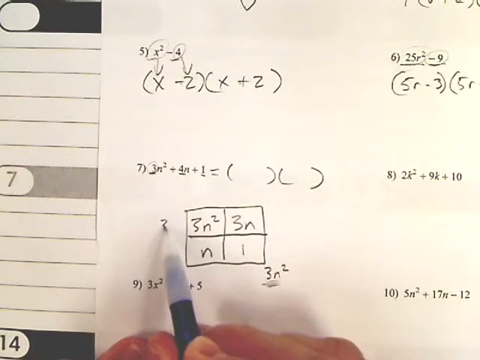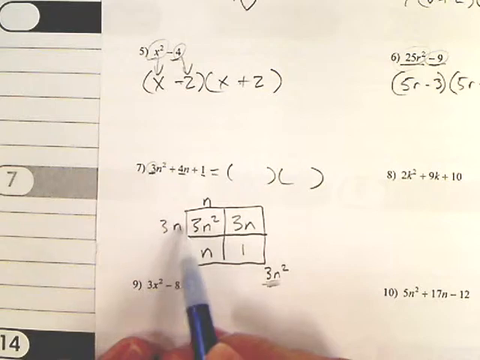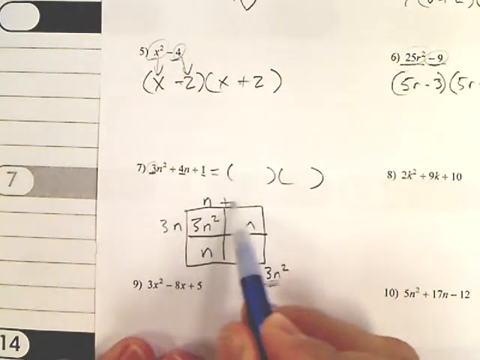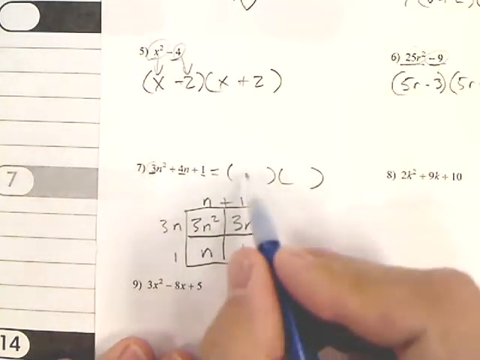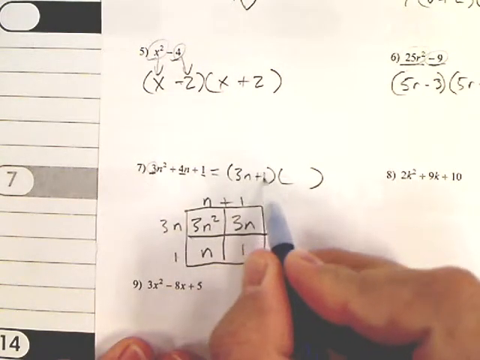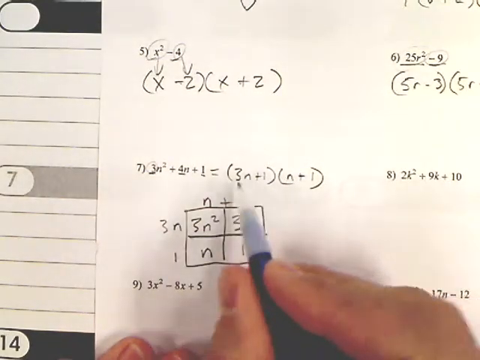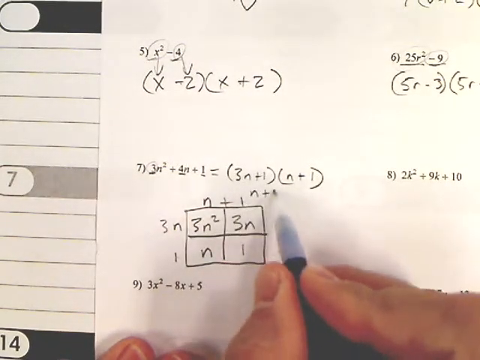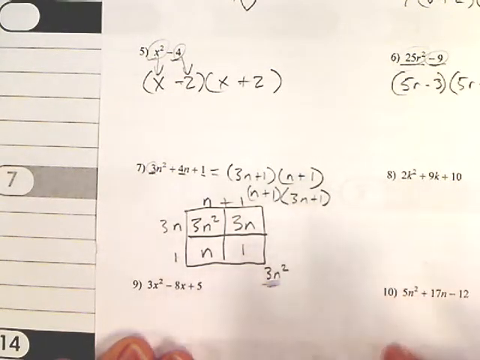Common factor of 3n, common factor of n. 3n times what is 3n? n times what is n? So it's 3n plus 1, n plus 1. And it doesn't matter the order I write them. I can write n plus 1 times 3n plus 1. Doesn't matter.